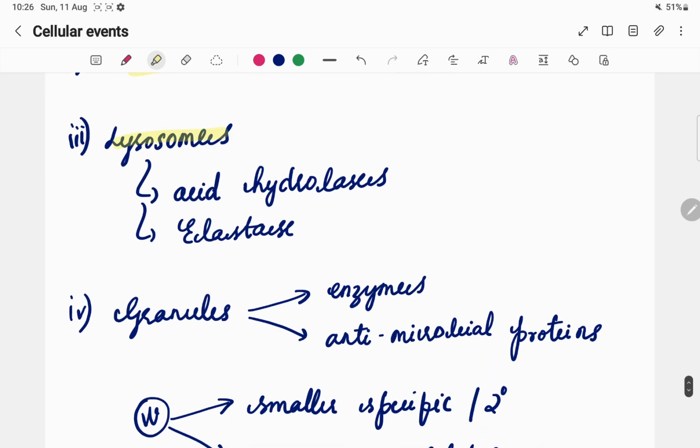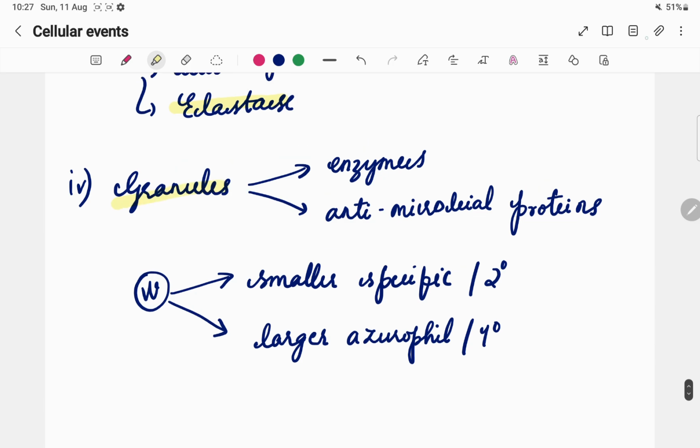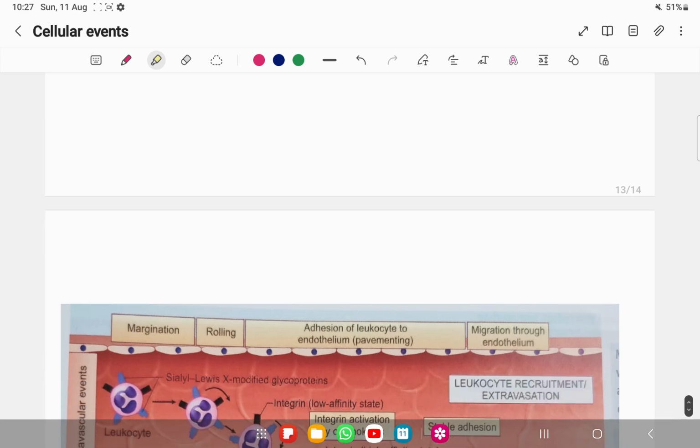The lysosomal enzymes that cause damage include acid hydrolases and elastases. Now, at last, the granules. The granular enzymes and also antimicrobial proteins can also cause killing and degradation of the microbes. Neutrophils have small specific granules, also called secondary granules, and larger eosinophilic granules or primary granules, that can also cause degradation of the microbes. So keep this much in mind, and let us study reactive oxygen species in good depth. So that is all about killing and degradation.